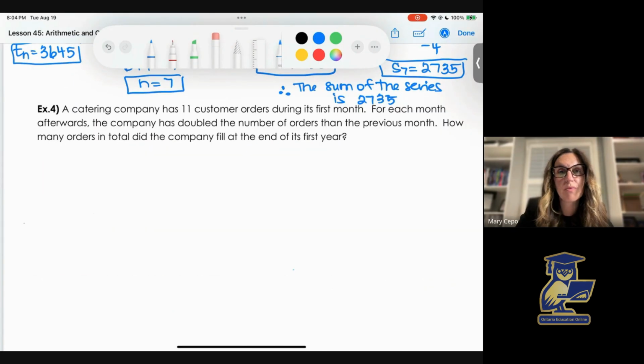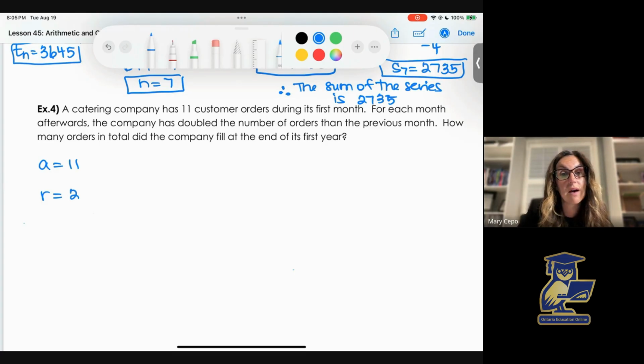Okay, looking at example 4, we have a catering company has 11 customer orders during its first month. For each month afterwards, the company has doubled the number of orders in the previous month. How many orders in total did the company fill at the end of its first year? Okay, so during its first month, that would represent A is 11. So we can say A is equal to 11. Then each month afterwards, the company doubled the number of orders. So that means that common ratio would be 2. So we know doubling means r is equal to 2.